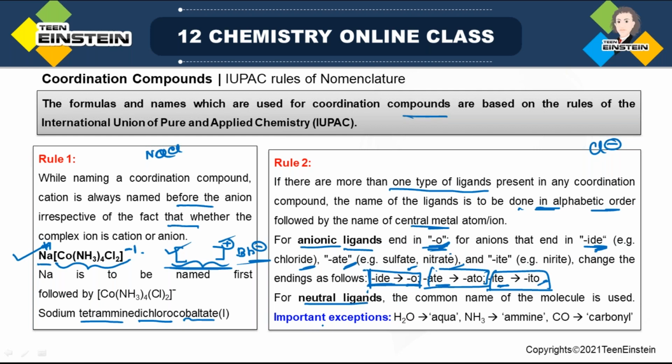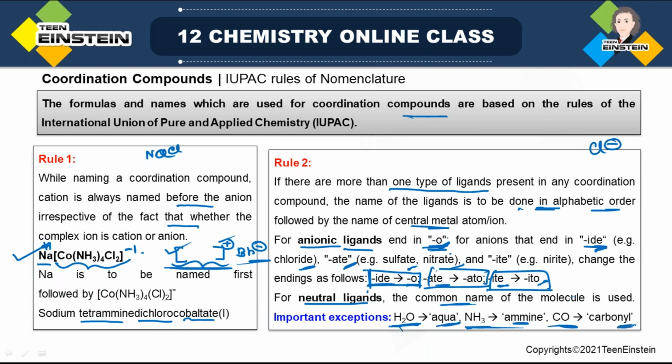For neutral ligands, the simple common name of the molecule will be used. Exceptions are also there. There are some important exceptions: these three ligands, water, ammonia, carbon monoxide. Here we are not using the common name. What are we using instead? We are using aqua, ammine. See, it is double M. If you write a single M, it will be wrong. Double M is the correct spelling.